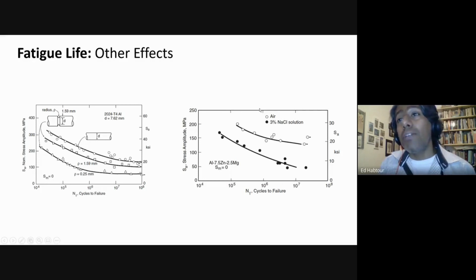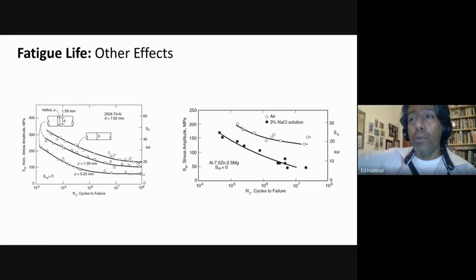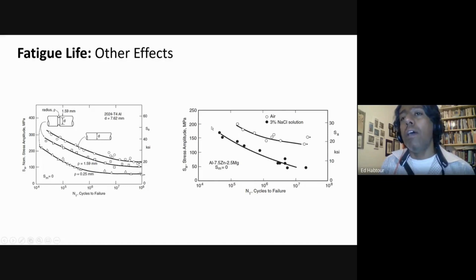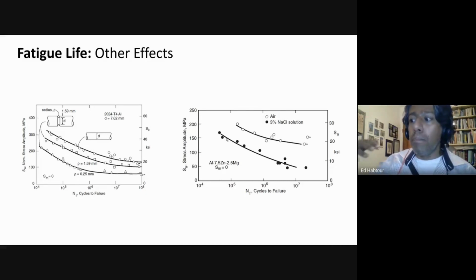Now, the environmental condition is also critical. If the component is operating outside in the air, exposed to the atmospheric environment, it's going to have a higher S-N curve than a component that's operating under seawater or some kind of water that has salt in it, or maybe in an environment by the shore where it's exposed to a humid environment that contains salt water.